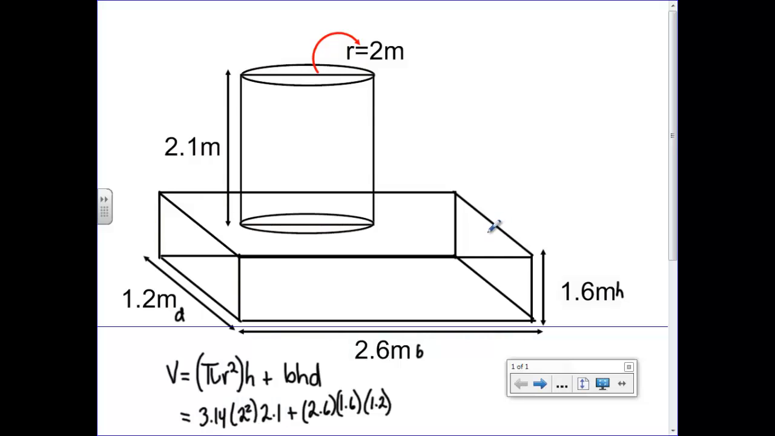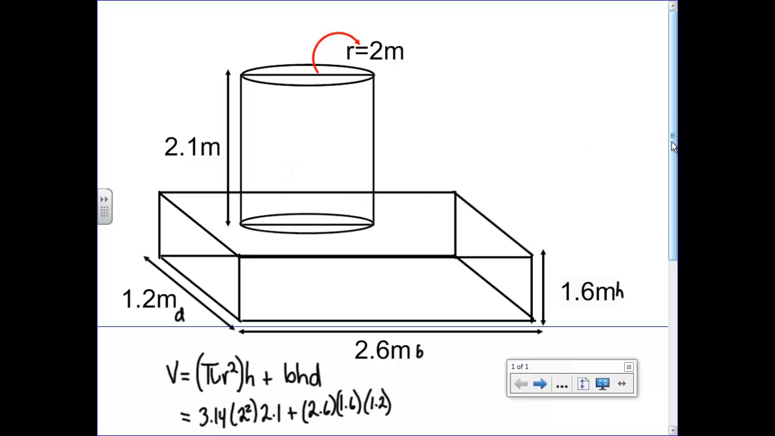Okay, this is our composite shape from last night's homework, so I'm just going to go over the answers. You notice that there is a cylinder on top of a rectangular prism. The drawing is obviously not to scale, because the radius is 2 meters and the depth of this particular object is 1.2. In reality this would not work out, but just go with the numbers and figure it out, because really the cylinder should be wider than the actual rectangle. But anyways, we're just going to figure it out based on math.